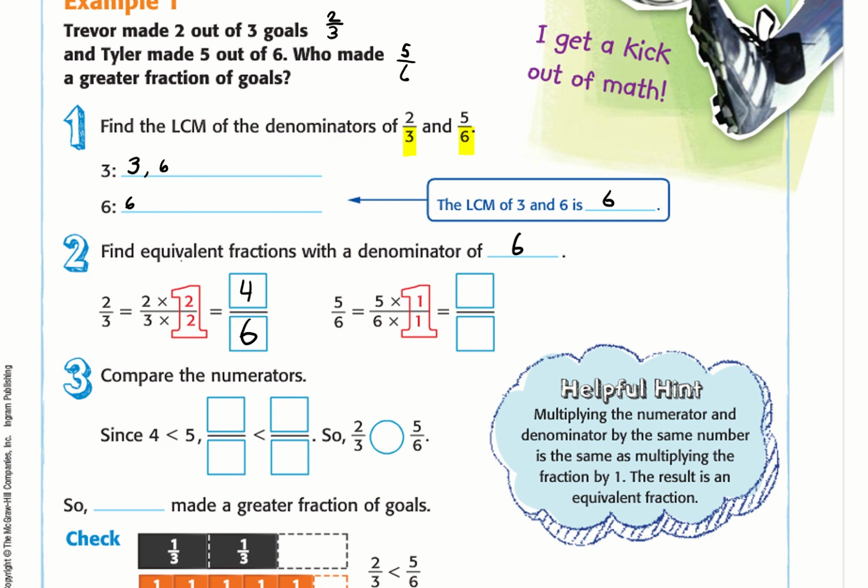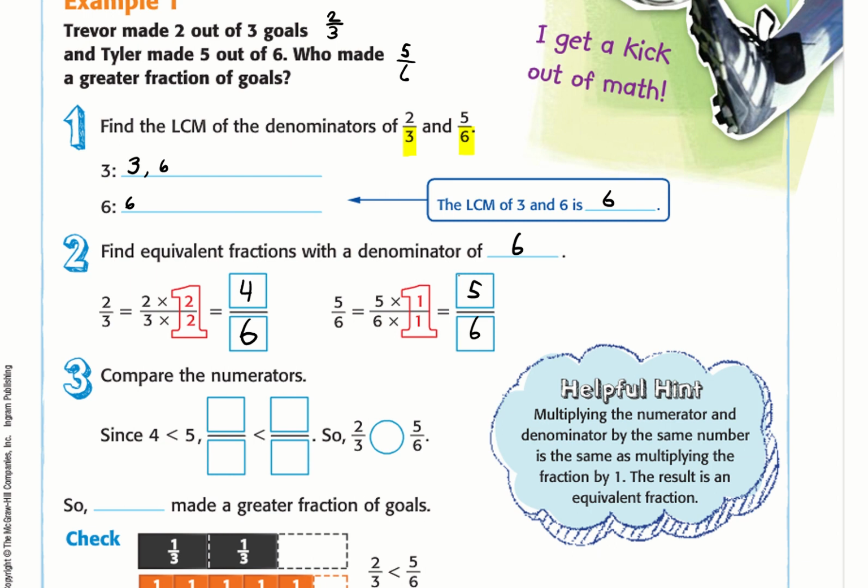So I'm going to review that one more time. Since my least common multiple is 6, I want my denominator to be 6. So 3 times 2 is 6. And whatever I do to the bottom, I must do to the top. So 2 times 2 is 4. Now my denominator here is already 6, so I just multiply it by 1. I get 5 over 6.